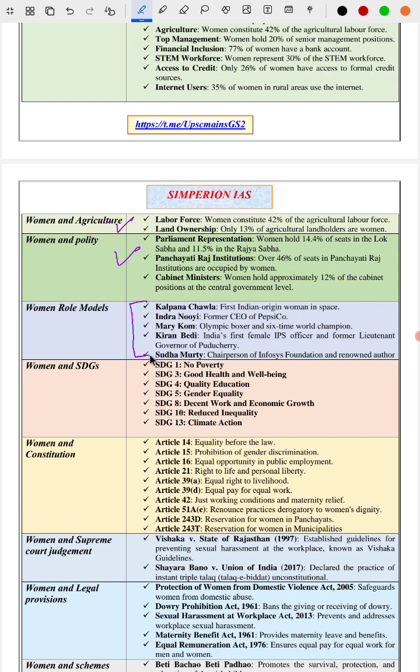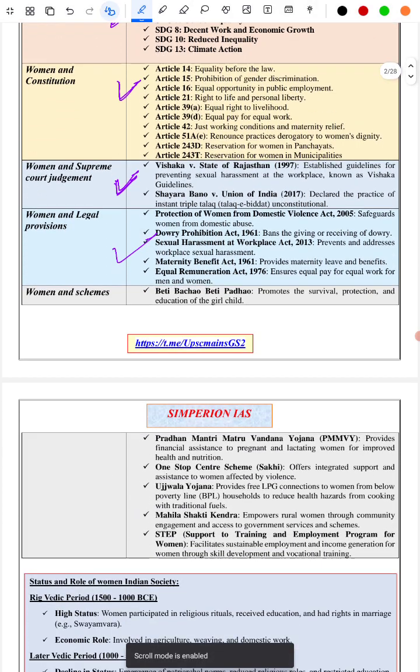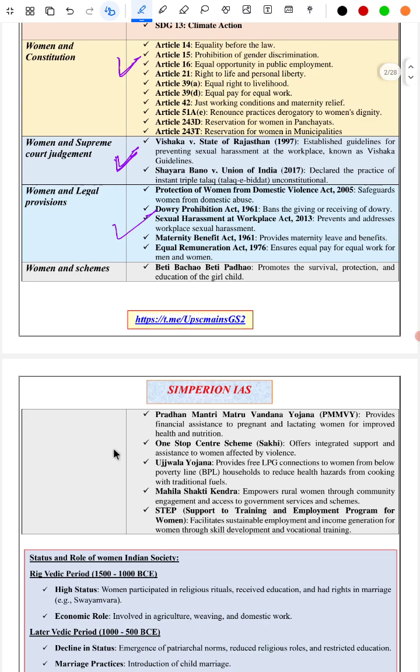We are given a few examples of women role models like Kalpana Chawla, Indira Nooyi, Mary Kom, Kiran Bedi, Sudha Murthy. Next, we have covered women and SDGs, Sustainable Development Goals, women and the Constitution, important articles in the Constitution that are related to the welfare of women. Next, we have covered two important Supreme Court judgments related to women. Next, we have covered important legal provisions: protection of women from domestic violence, Dowry Prohibition Act, Sexual Harassment at Workplace 2013, Maternity Benefit Act, Equal Remuneration Act, etc. Next, important government schemes like Beti Bachao Beti Padhao, Pradhan Mantri Matru Vandana, etc.